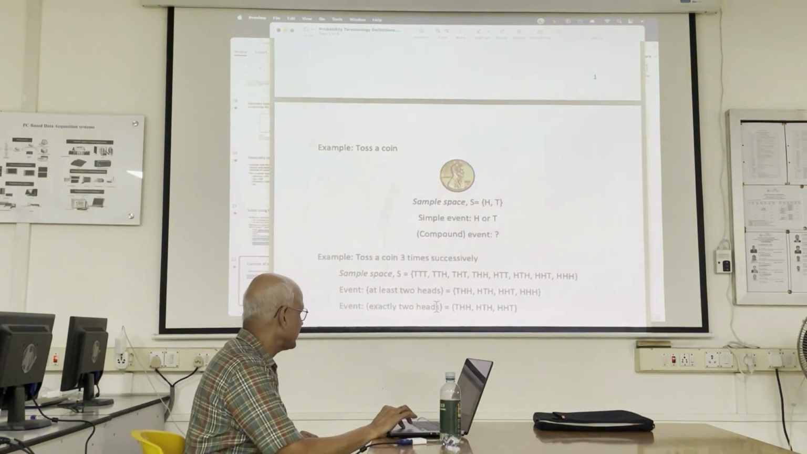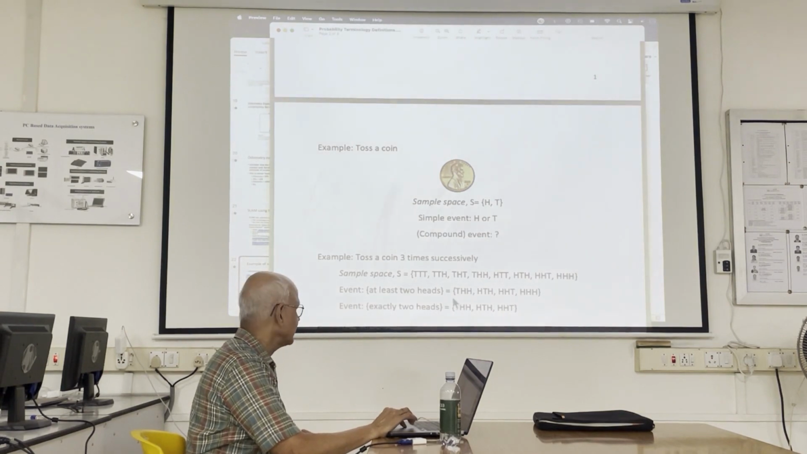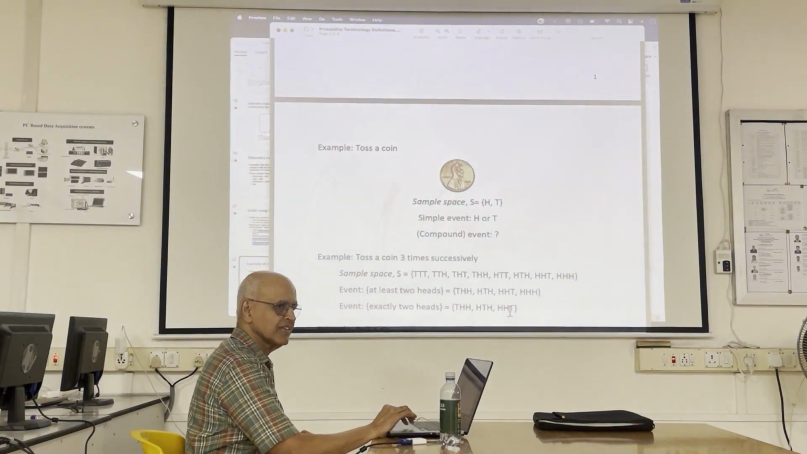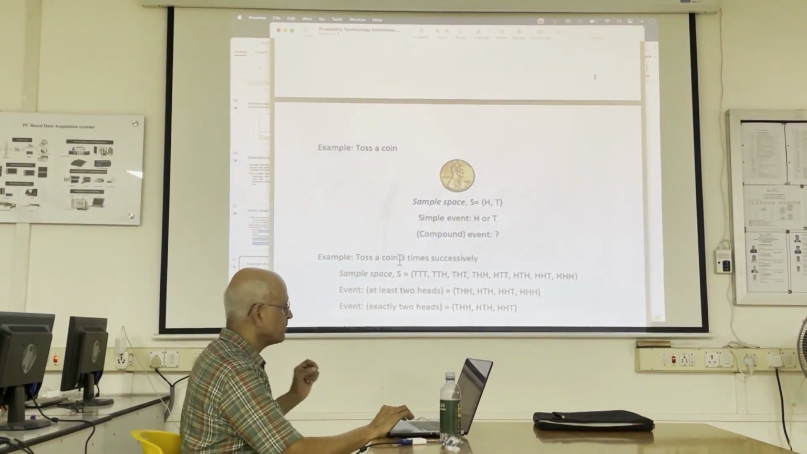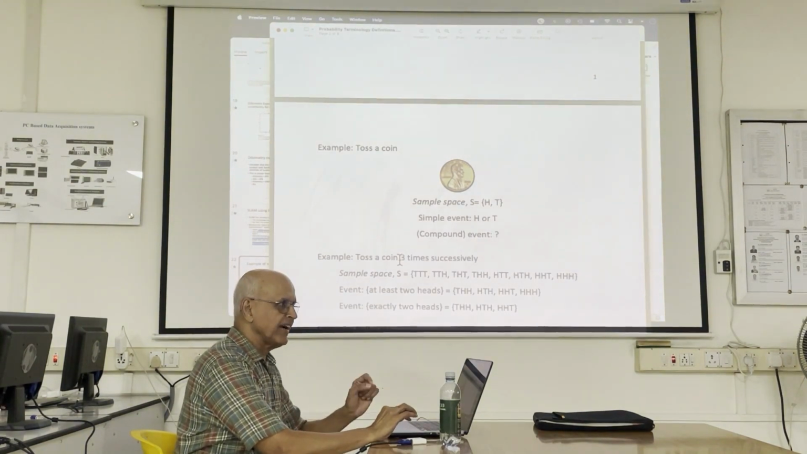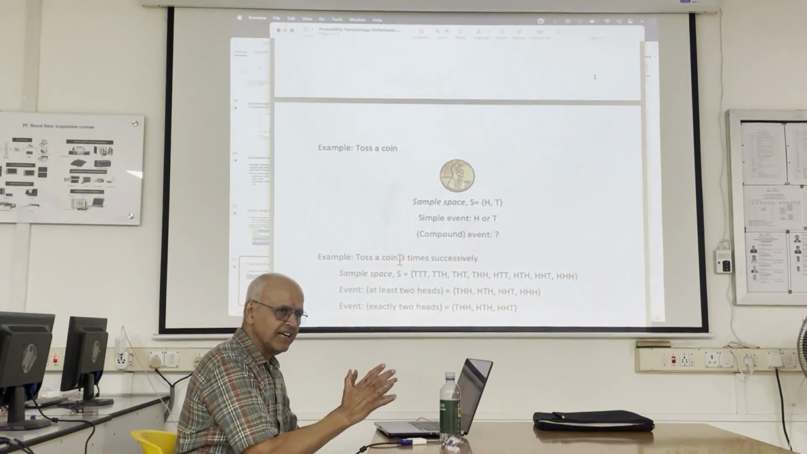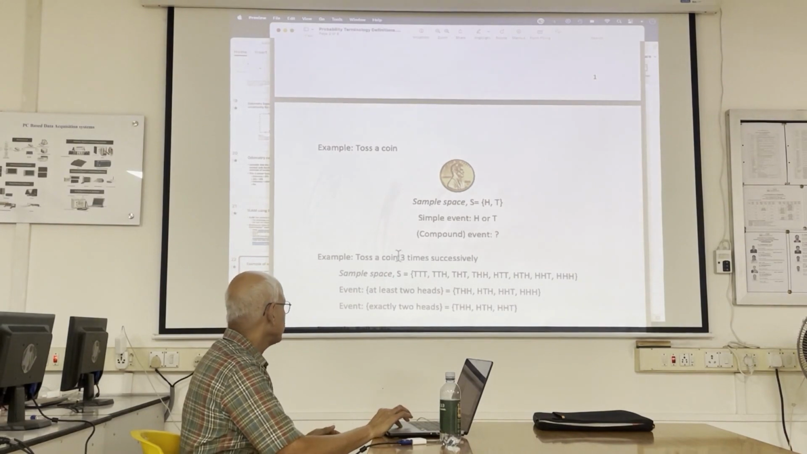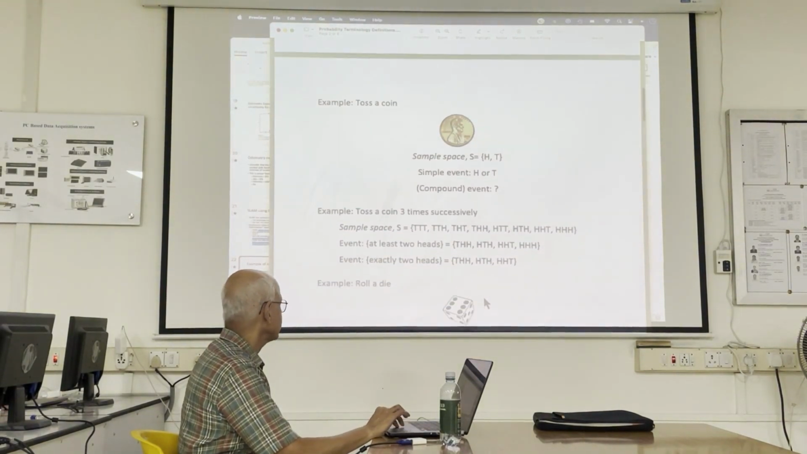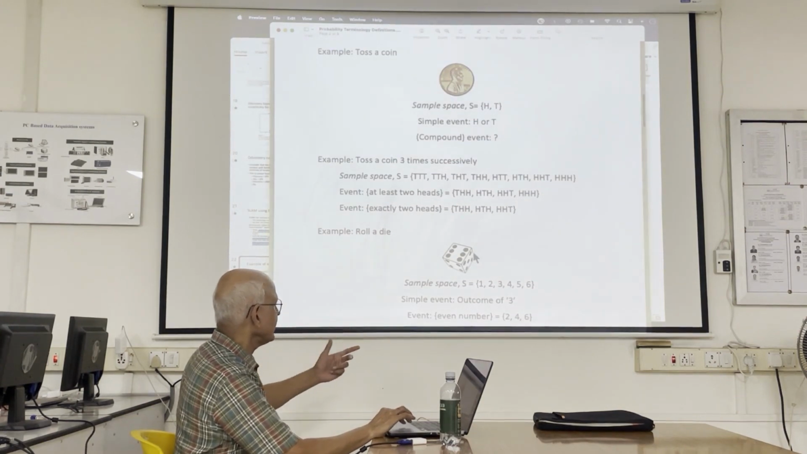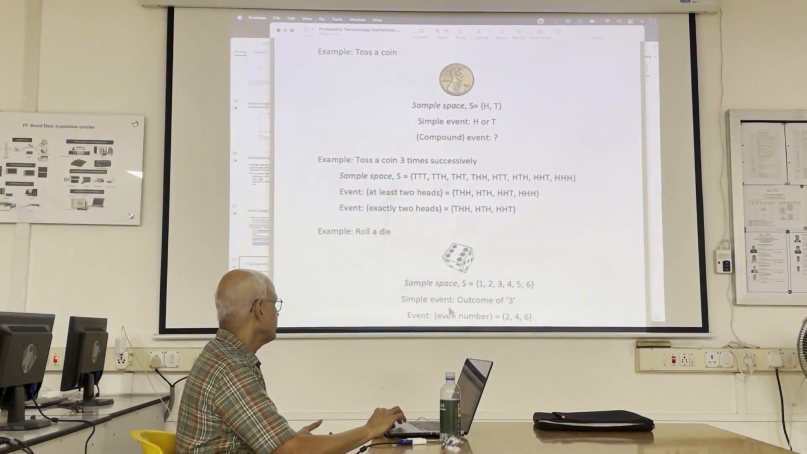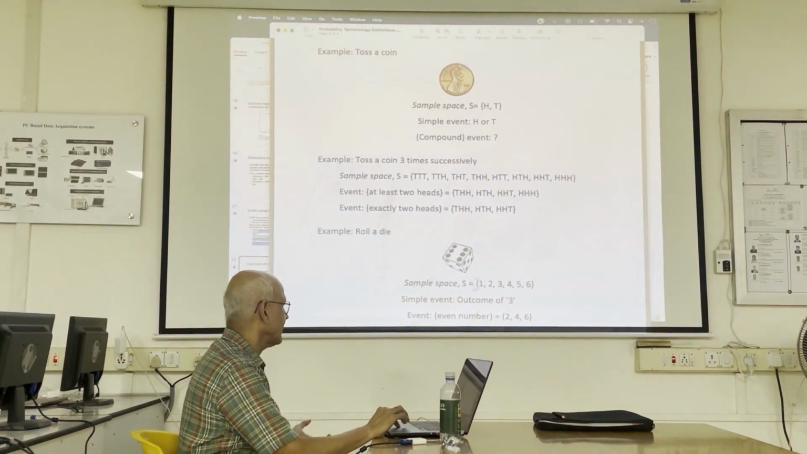The event exactly 2 heads is also a compound event, right? It's all of these and all of these. Once you have the experiment defined, the experiment is now defined as tossing a coin 3 times, and because of that you have compound events. I've given you 2 examples. Roll a die, right? A simple event is an outcome of 3 or 4 or 5 or 6 or 1. Even number: 2, 4, 6.